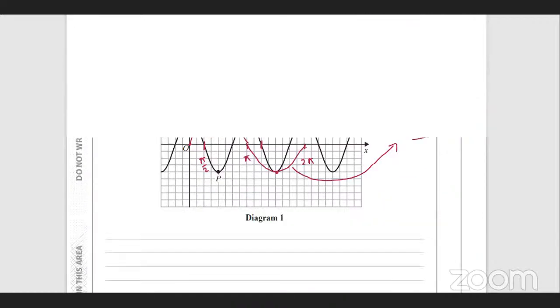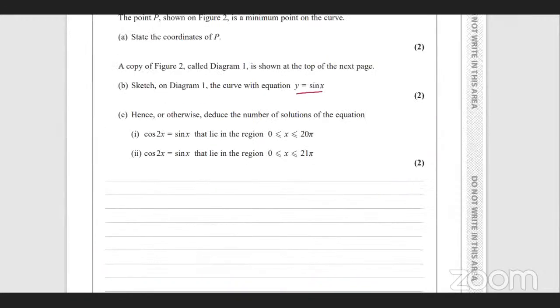Let's look at the third part. Hence or otherwise, deduce the number of solutions of the equation, this one, that lie in the region 0 to 2 pi.